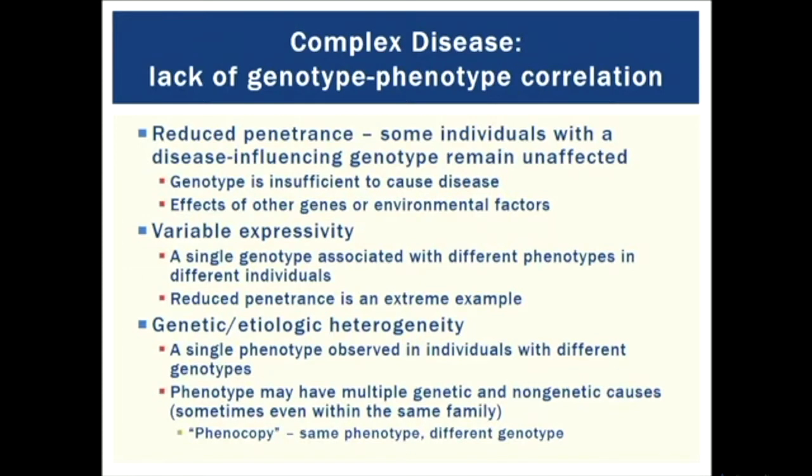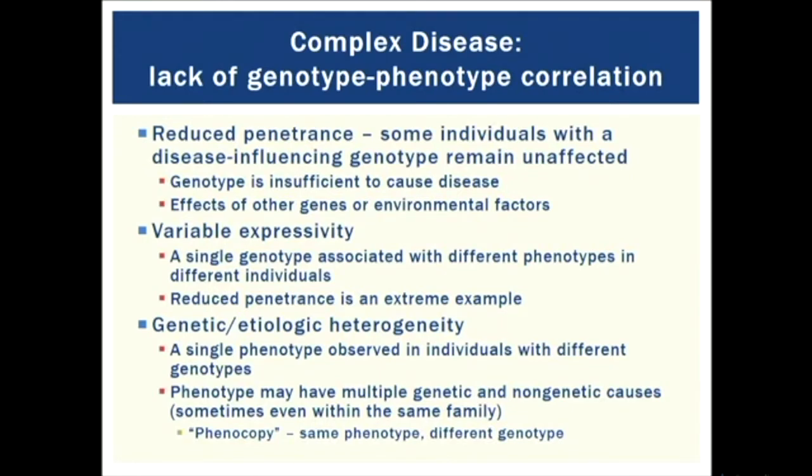Another part of this lack of genotype-phenotype correlation is variable expressivity. This is a situation where you have a single genotype associated with various different phenotypes in different individuals. And you can see immediately that reduced penetrance is actually an extreme example of that, because the phenotypic manifestations range from nothing all the way to perhaps a very severe phenotype, so variable expressivity.